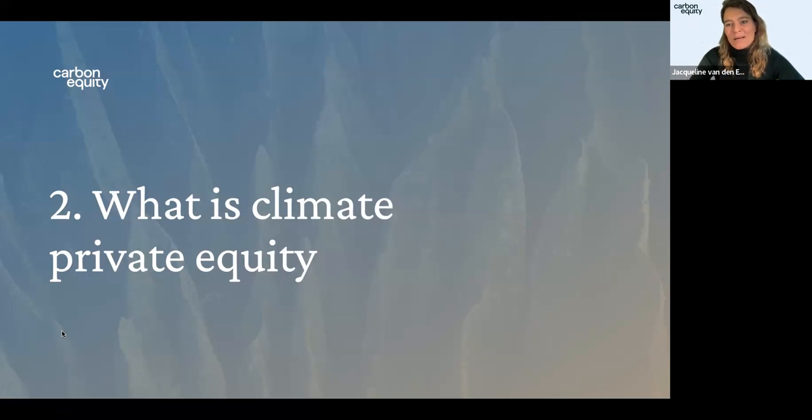And before we talk about what climate private equity is, I'd love to ask you one more question, which is why you have taken an interest or are potentially interested in climate investing. So what is the number one reason? I know that there are many reasons why people might be interested, but what is the number one reason why you think you might be interested in climate investing?